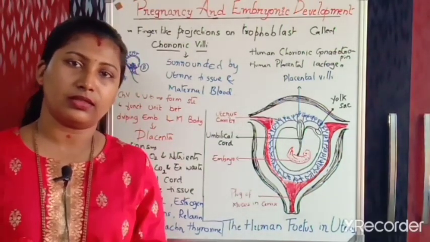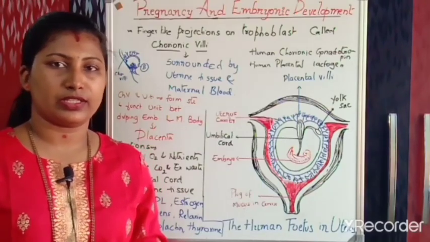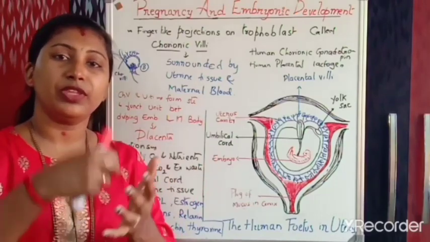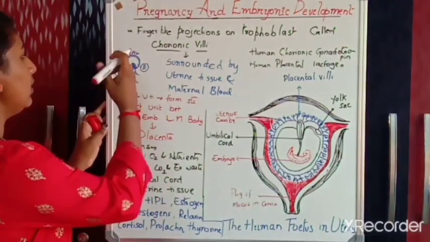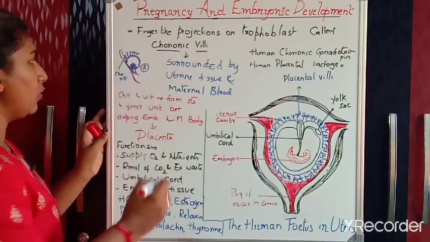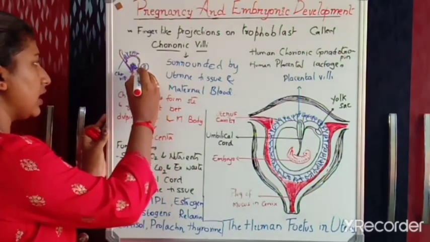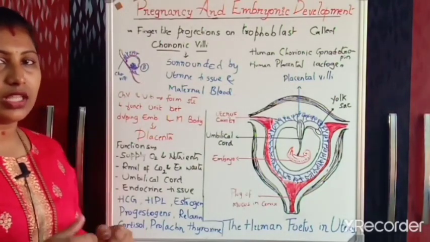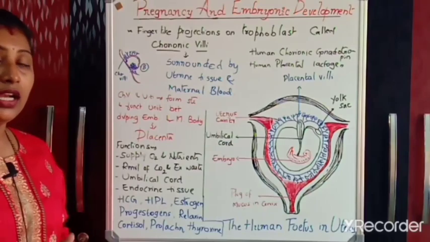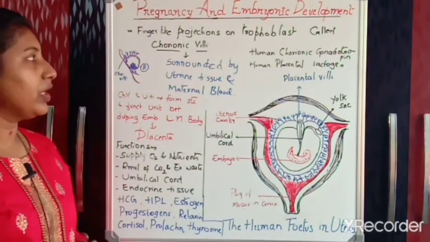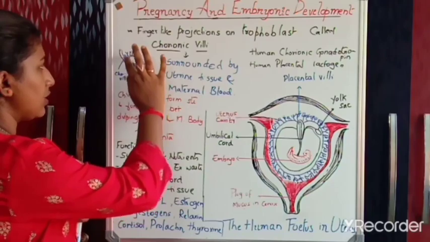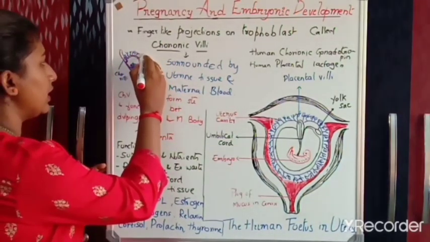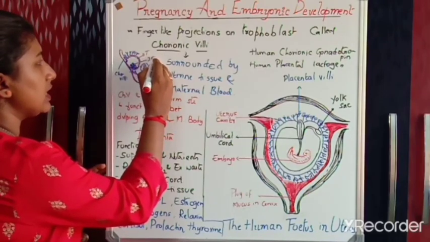So in the last segment, during implantation, what happened was the blastocyst got embedded in the uterine wall, right? So if this is the endometrium or uterine wall, this blastocyst gets embedded in the endometrium, right? So that is what we discussed in the last class. Now after that, what happens? Now this blastocyst has two regions, right? Trophoblast, this is trophoblast, and this is the inner cell mass.